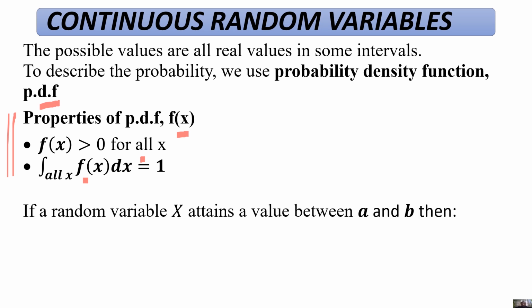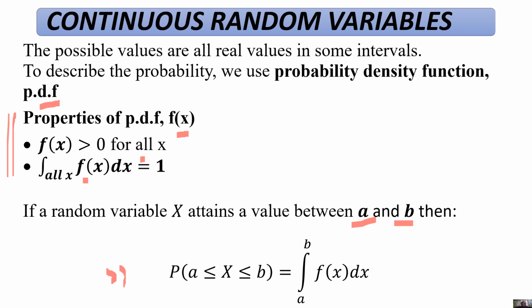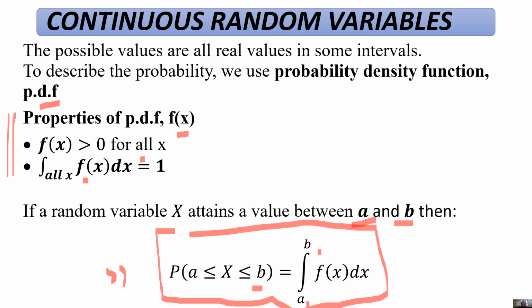If a random variable x attains a value between a and b, then the probability that a is less than or equal to x less than or equal to b is equal to the integral from a to b of f of x dx. This is the formula that is used when finding the probability for continuous random variables. You can see we need to apply integration.